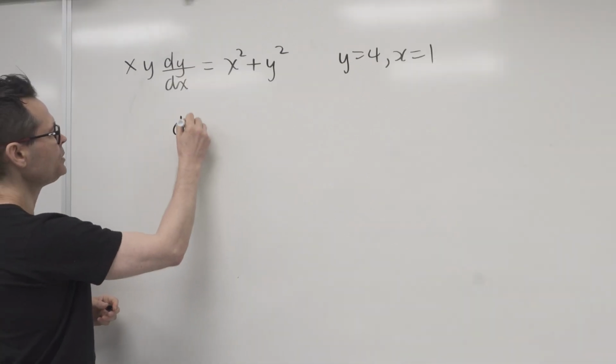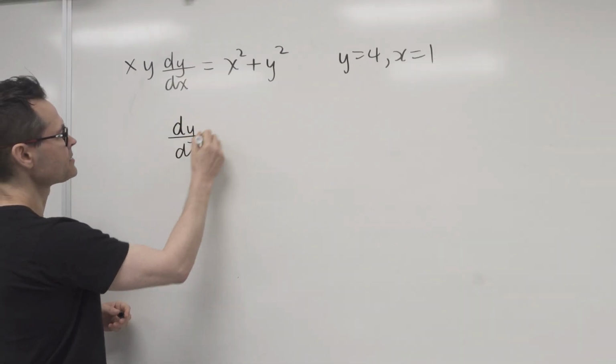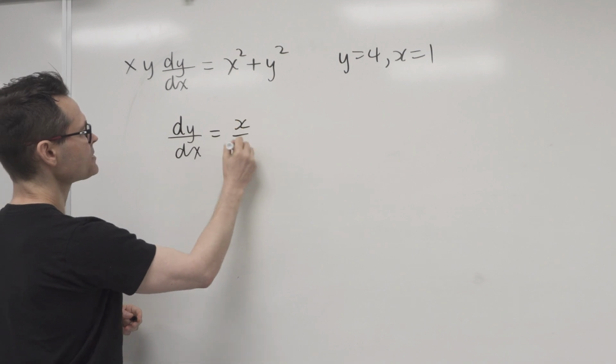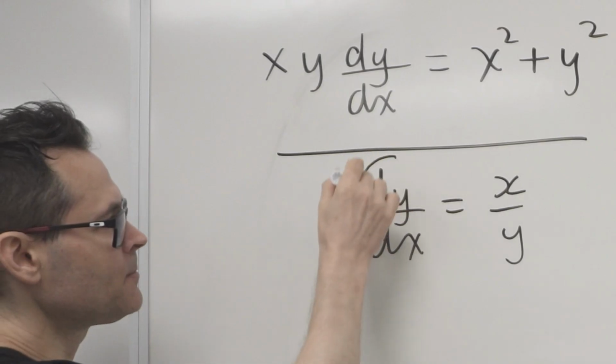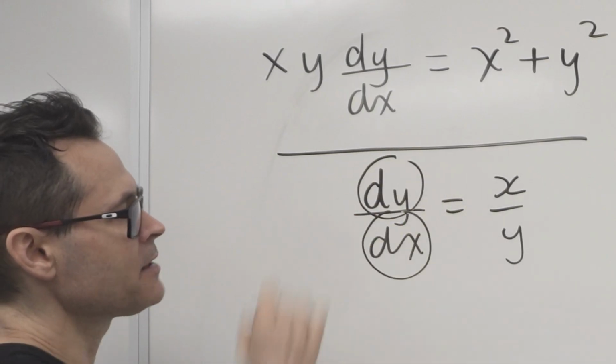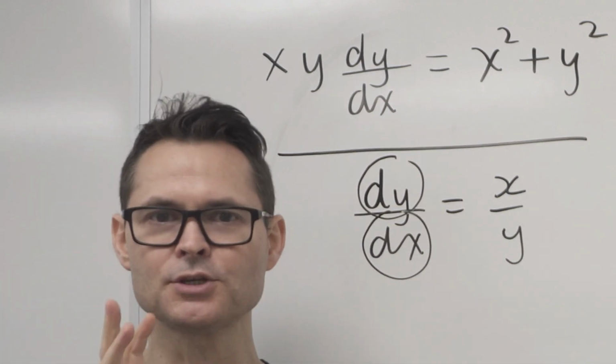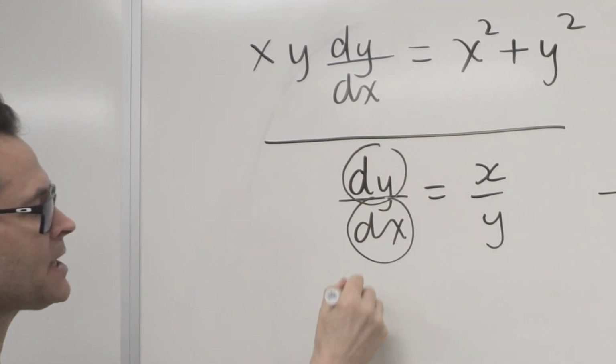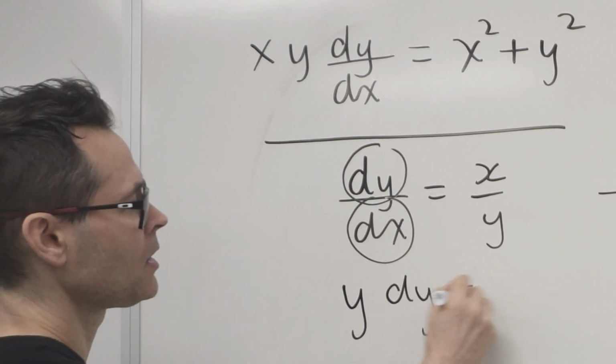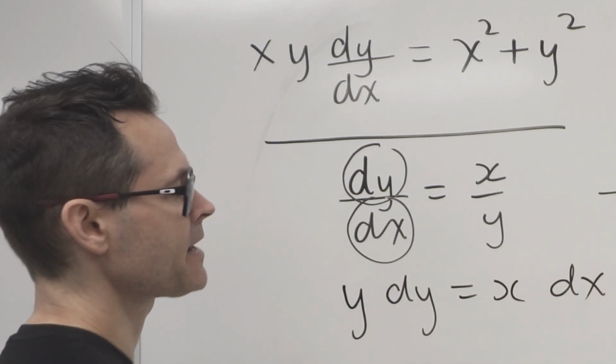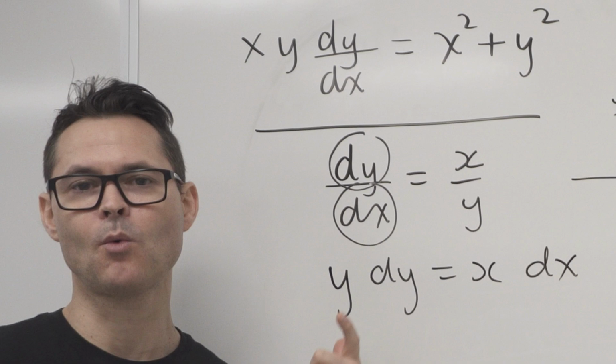Suppose I told you that dy/dx was equal to x over y. What I'm going to do is separate these parts of the derivative. Those are called the differentials. And I'm going to cross multiply. I'm going to say y dy equals x dx. So I put my x's on one side, my y's on the other.